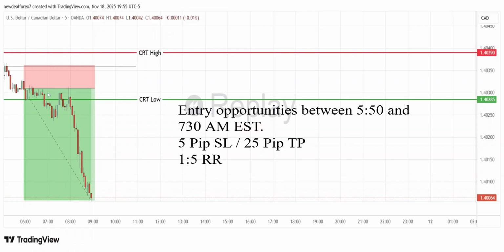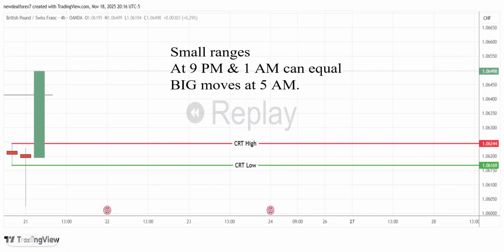But as price consolidated, if you were expecting price to break out of the range because this is a tight range, you would have been safe to enter anywhere between about 5:50 and 7:30 a.m. If you would have done a 5 pip stop loss and a 25 pip take profit, this would have been good for 1 to 5. Again, another example of small ranges leading to a big expansion candle.